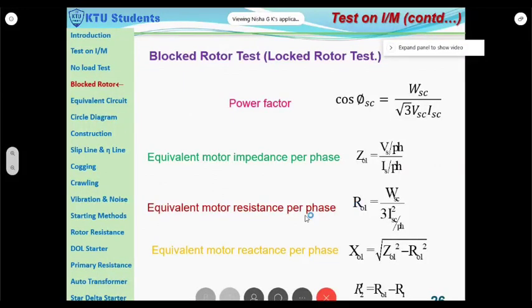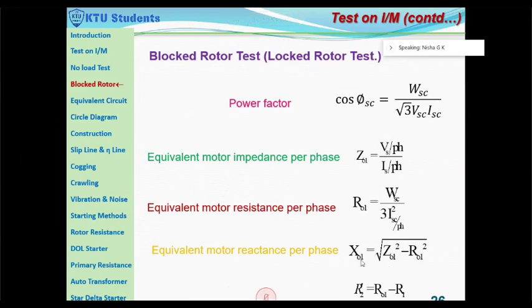So you can get the equivalent motor resistance and the equivalent motor reactance X01. R01 and X01 are referred to the stator. So R01 will be equal to the stator resistance R1 plus the equivalent resistance corresponding to the rotor part, that is R2 dash, that is R2 by K square. And X01 can be obtained from Z01 and R01, that is root of Z01 square minus R01 square, and R2 dash is equal to R01 minus R1. This is also important while drawing the circle diagram.